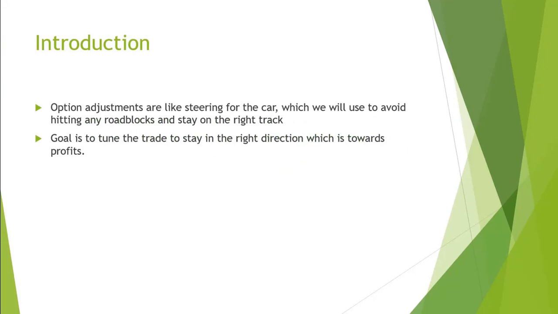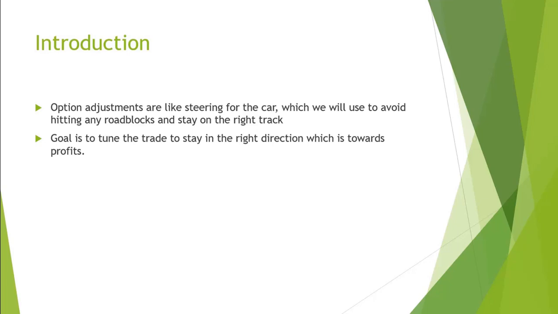Option adjustment is like the steering of a car, which is used to avoid hitting any roadblocks and stay on the right track. The purpose of that steering is the same as for option adjustments. The goal is to tune the trade to stay in the right direction, which is towards the profit. We enter a trade to make some profit, so to stay in profit or move towards it, which is our destination, we do the same as tilting our steering.